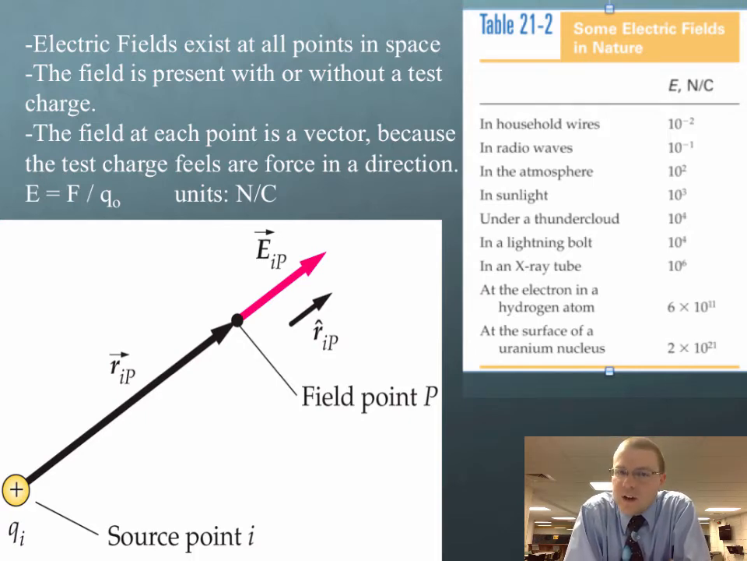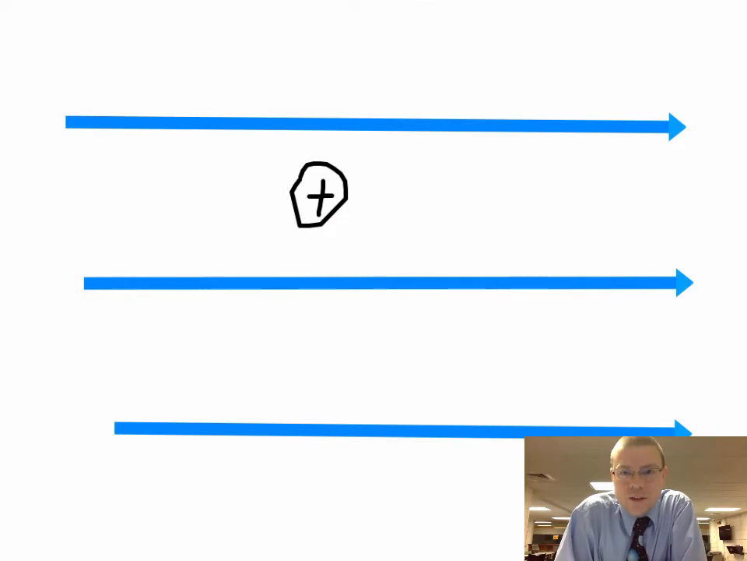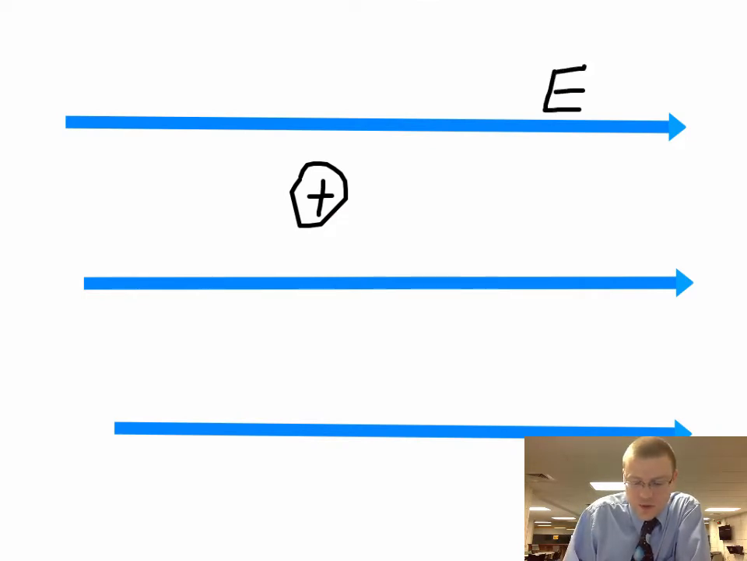The field is a vector, and the test charge will feel a force in the direction of the electric field. Remember, the test charge is positive, so positive charges will feel a force in the direction of the field. Negative charges will do the opposite. Negative charges will go against the electric fields because, like we talked about a little bit today, if we have an electric field and the electric field points towards the right and we put a positive charge in there, that positive charge will feel a force in the direction of the field.